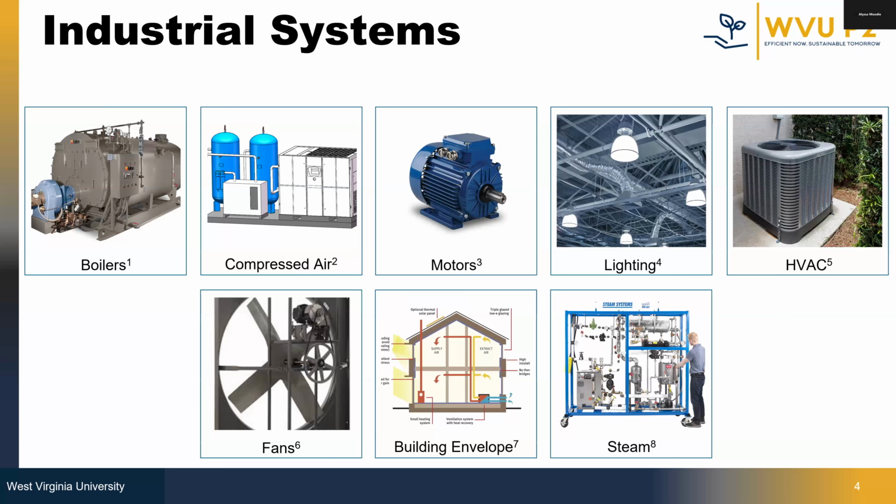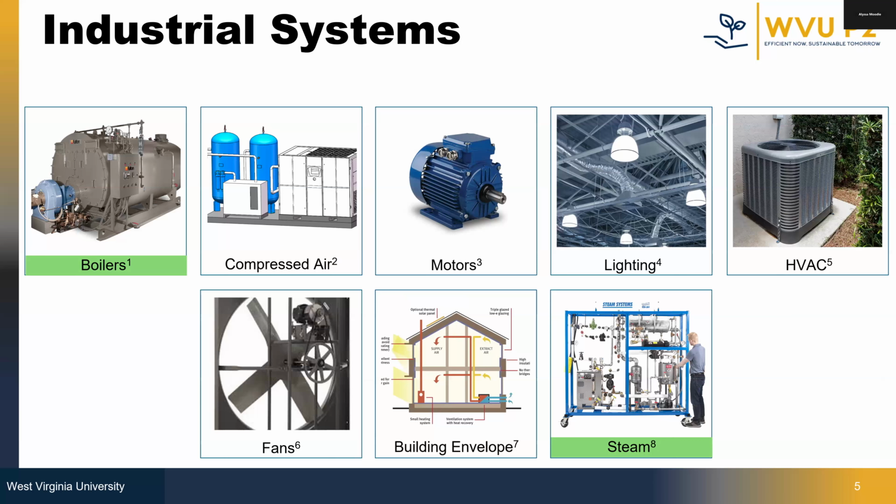So these systems, along with equipment specific to their processes, represent all or most of the energy used in a typical industrial facility. Each of these systems significantly influences the overall energy efficiency and energy costs of a facility. So today we'll focus mainly on boilers, but since boilers and steam are generally so entwined, we'll also touch on steam as well.